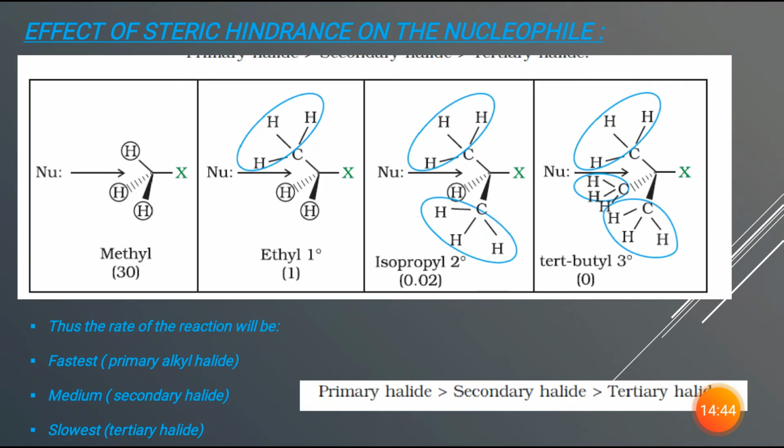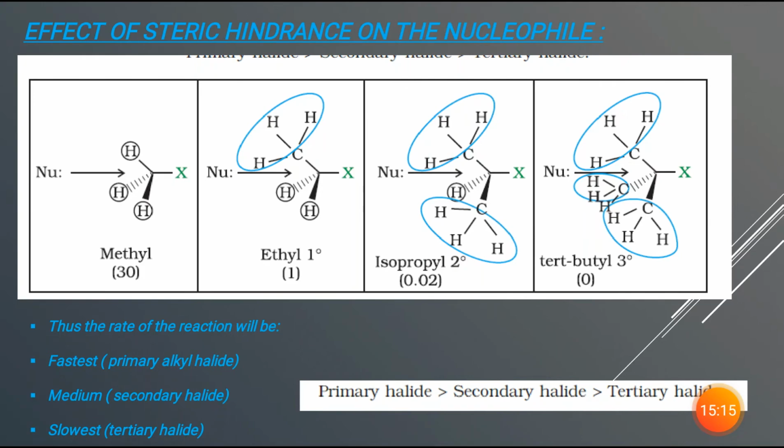So the rate of the reaction is the least for a tertiary alkyl halide because there is maximum steric hindrance. It is medium for a secondary alkyl halide and it is fastest for the primary alkyl halide. Why? Because the steric hindrance is least. In SN2, one important point we should remember is the lesser the steric hindrance, the easier it is for the nucleophile to attack, and the faster the nucleophile attacks the carbon, the faster is the reaction.